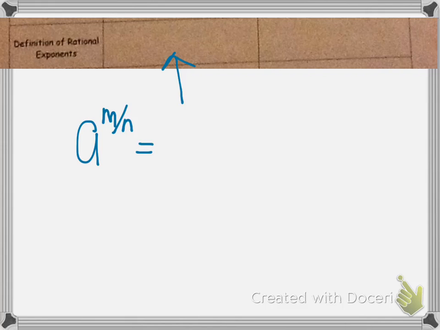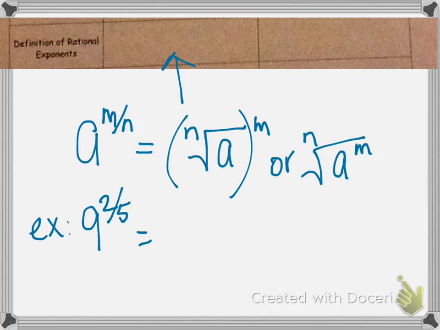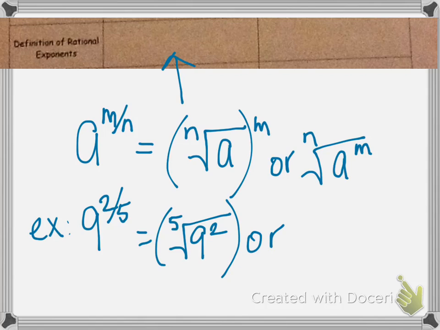Remember that this is transformed into a radical with a root of n and an exponent of m, which can be written like that. Or you don't need the parentheses and it means the same thing. So for example, if you have 9 to the 2/5 power, this is the same as saying the 5th root of 9 squared, or the 5th root of 9, and then that squared.